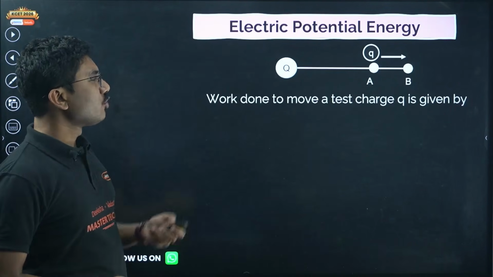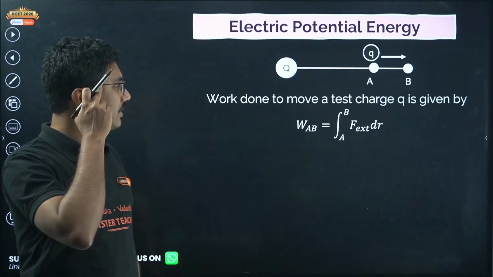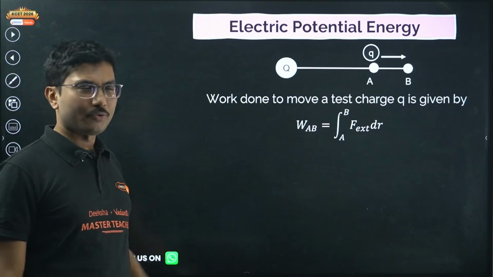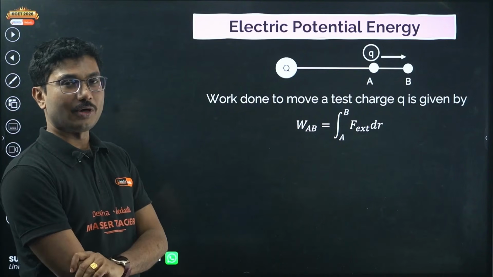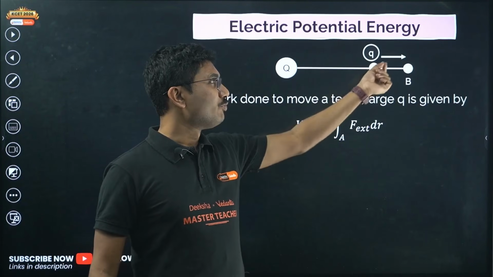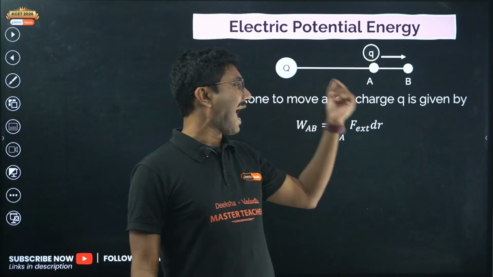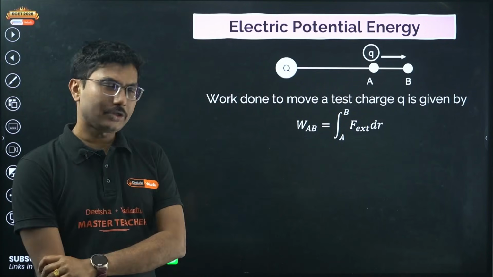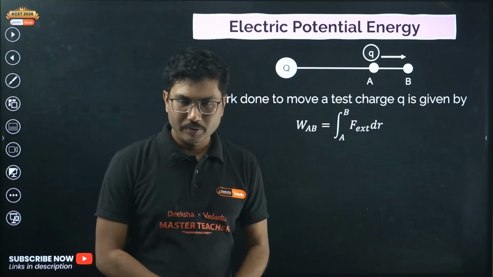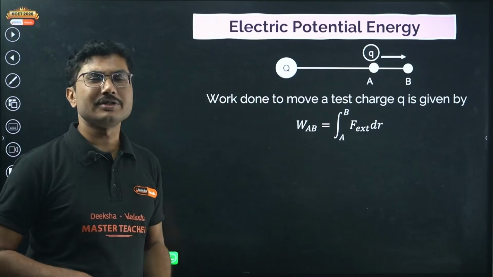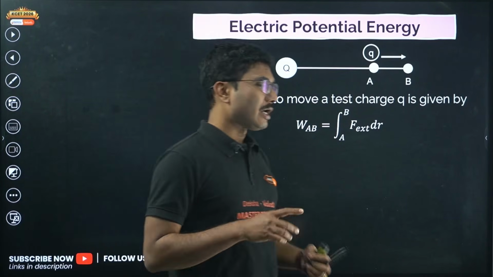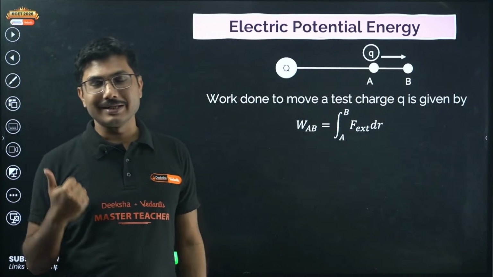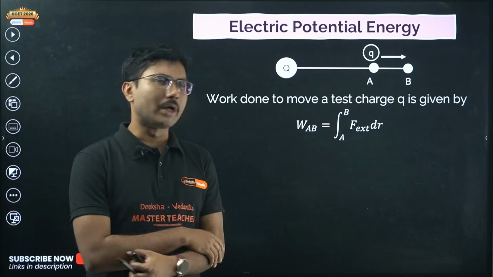So work done to move this test charge small q is given by WAB. Now you have grown up, so we will not discuss the old form of work done. This is the modern latest form of work done when we are trying to move the charge by a small amount, and we will add all the work done together by integration. So this is the formula for calculating work done. Why are we using integration? Because the normal formula is F x cos theta, where theta is 0 degree over here, so cos theta is 1.